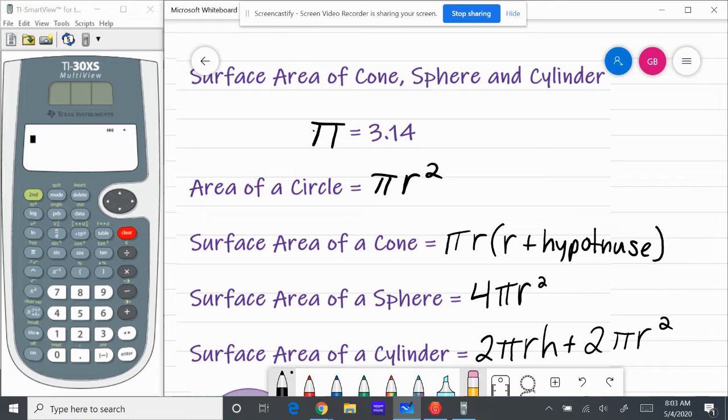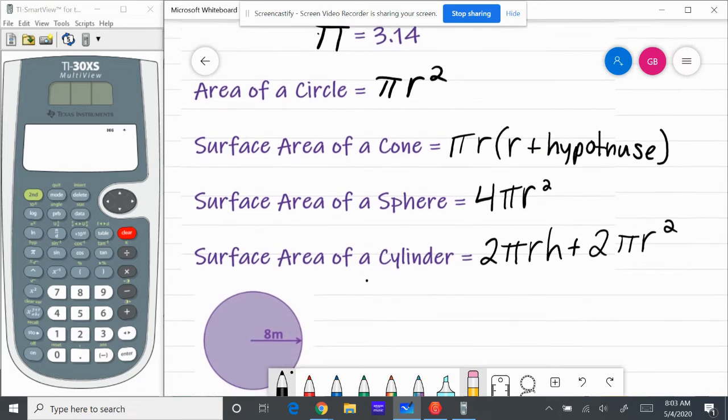I'm going to quickly review the area of a circle, which is pi r squared. And then we're going to get into the surface area of a cone, sphere, and cylinder. Those are 3D objects, so that's why we use the word surface area, because we're going to find the area of all the sides, top, bottom, left, right, or whatever of each solid. Each one has its own formula, and I'll show you how they work down here.